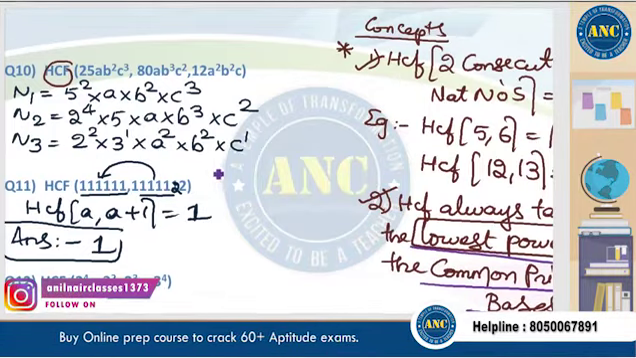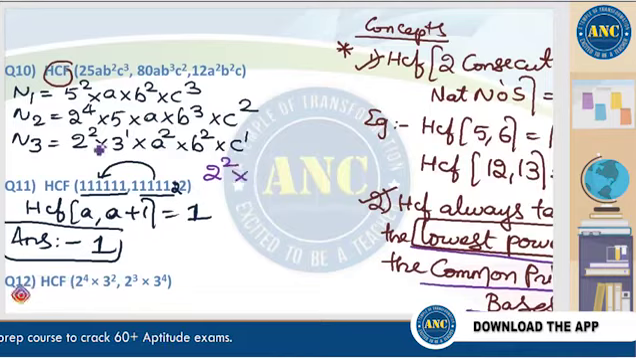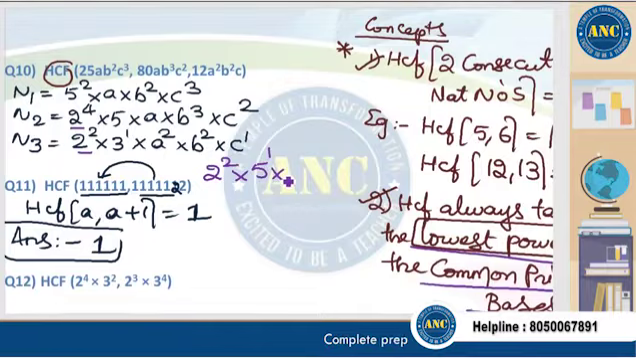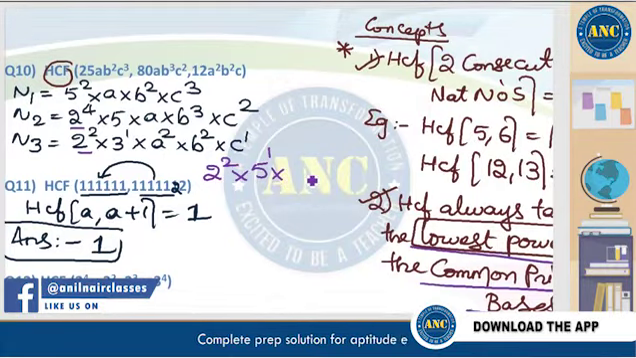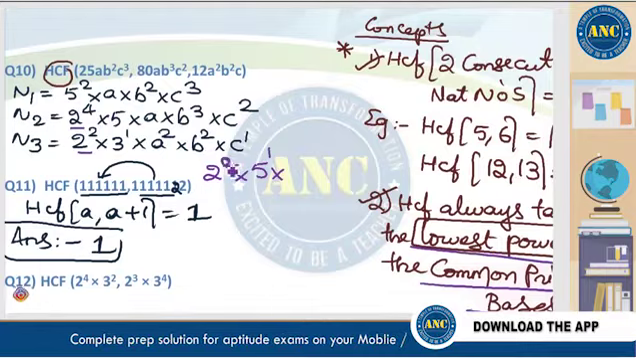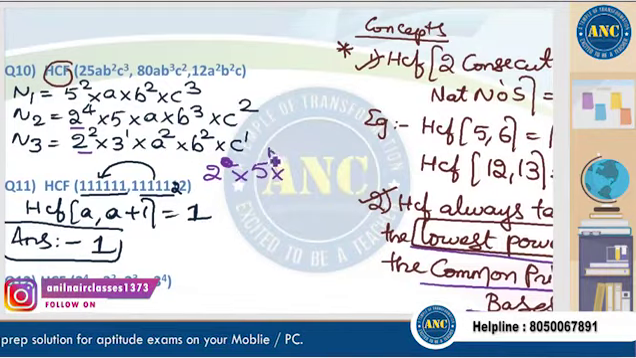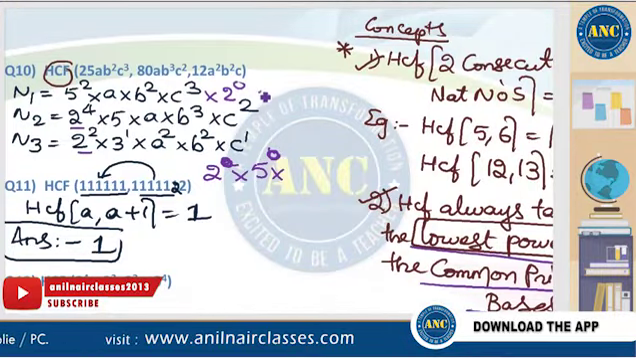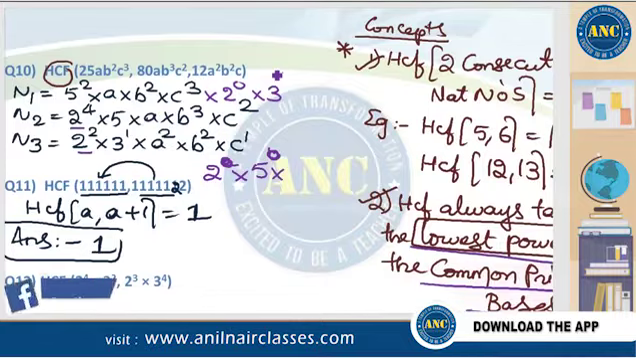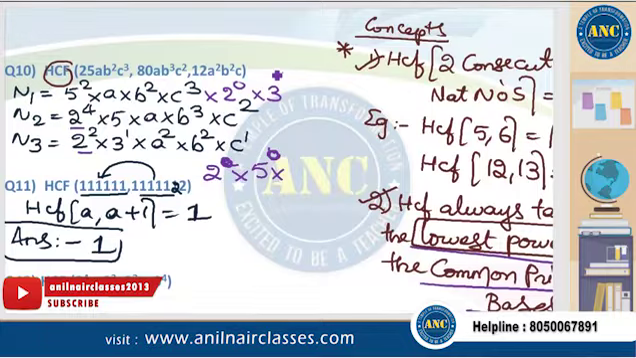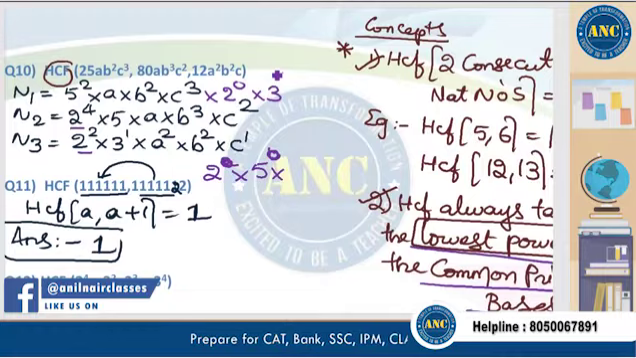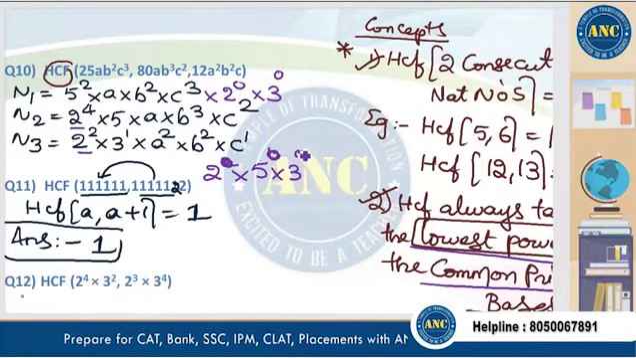Lowest power: 2 square, 2 power 4, lowest is 2 square from this. 5 power 1, 5 power 2, lowest is 5 power 1. Sorry, here there is 2 power 0. Here again there is 5 power 0, because this can be written as 2 power 0 and also as 3 power 0. 2 power 0, 2 power 4, 2 power 2: lowest is 2 power 0. 5 power 0, 5 power 1, 5 power 2: lowest is 5 power 0. 3 power 0, 3 power 1: lowest is 3 power 0.